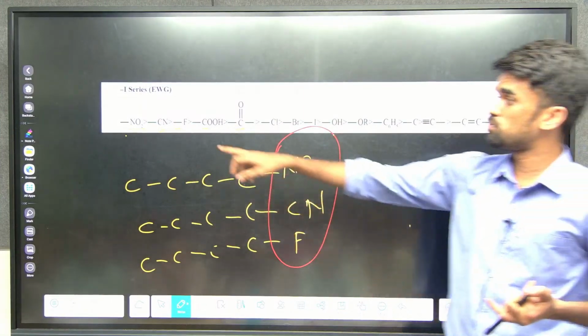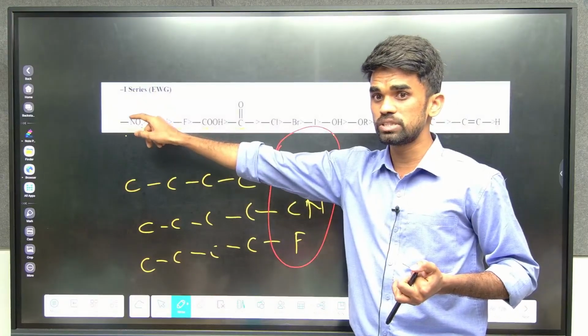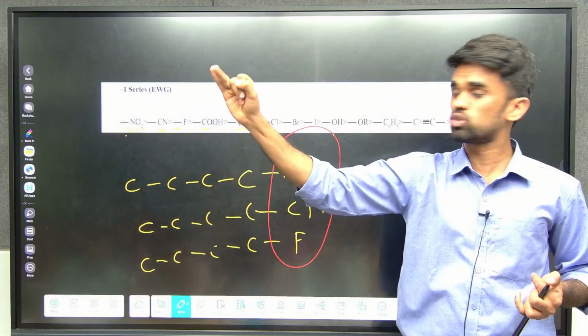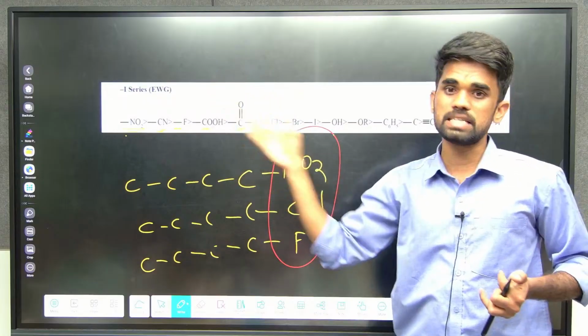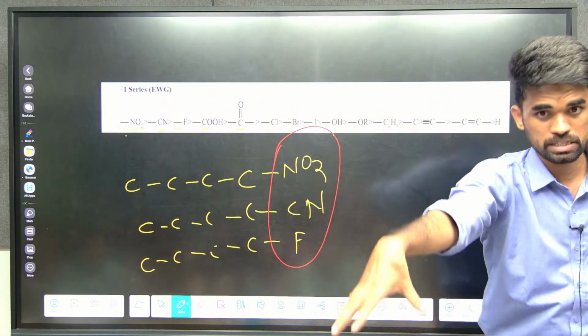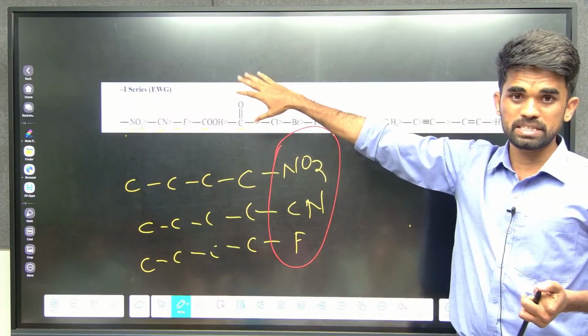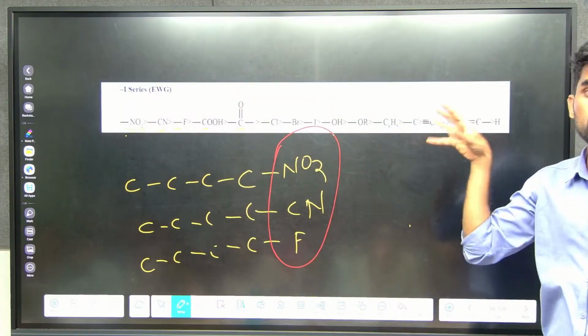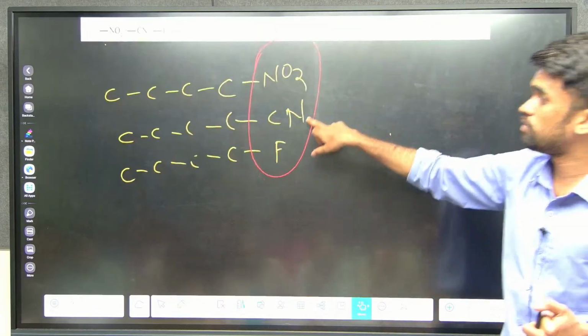Okay, so which is more here? NO2. Just remember nitro group, cyano group, fluorine, carboxylic acid, like that you should remember. So there is no need to write it, it is there in your modules also, but you should remember this order. Now how will the questions come on this? I will give you one example. See.